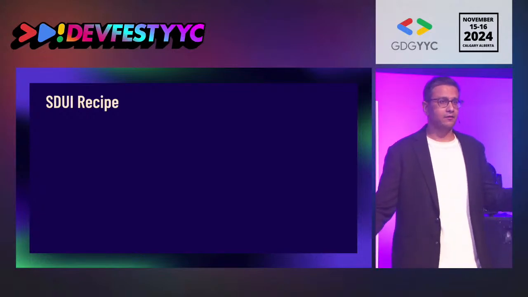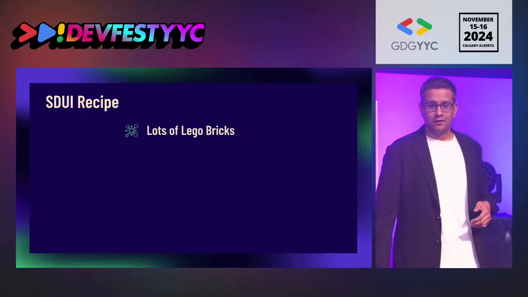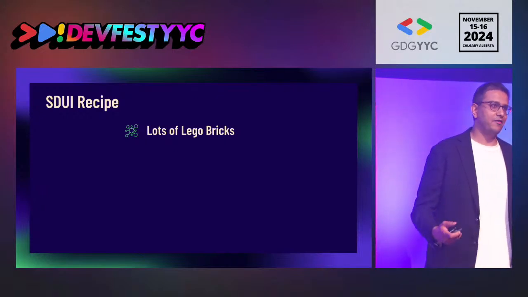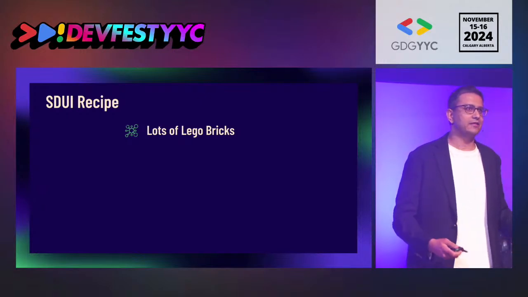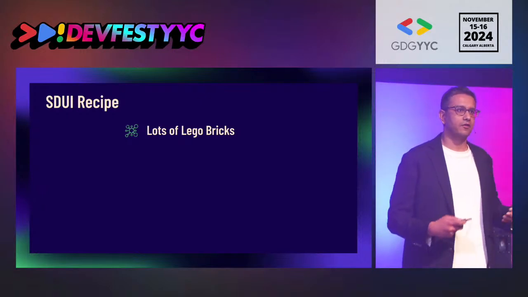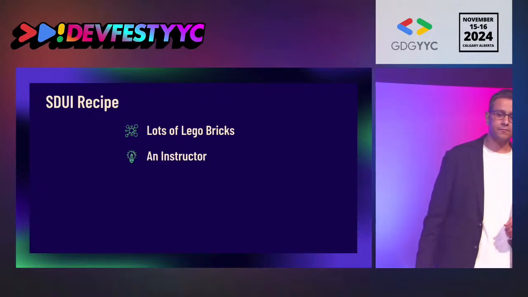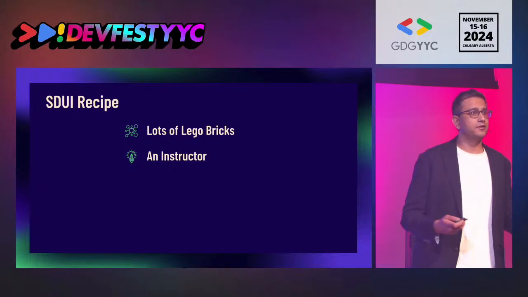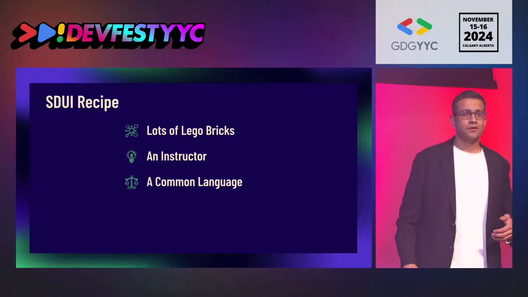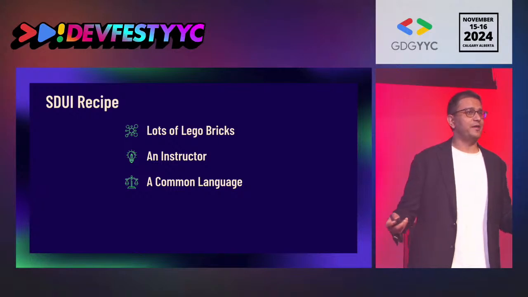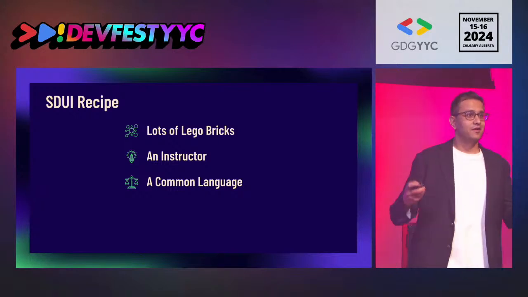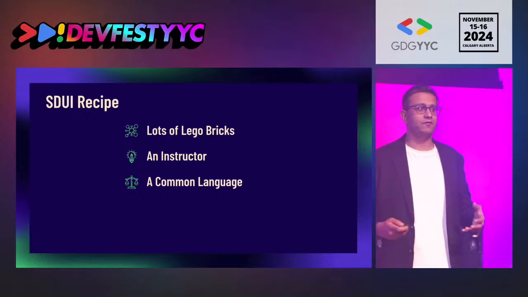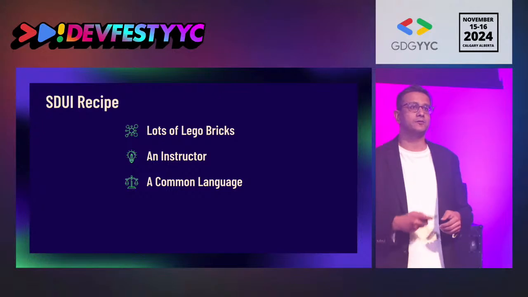There's a bit of a recipe to it. How do you actually get there? First of all, you're going to need a lot of Lego bricks. You can't build everything that you can imagine if you're missing half or a third or even 1/10 of the Lego bricks that you actually need. Second thing, you need an instructor. You need someone to tell you how to put those Lego bricks together. You need a common language to speak with that instructor, because there's lots of logic and other structures that can only be agreed upon if both parties are speaking the same language.